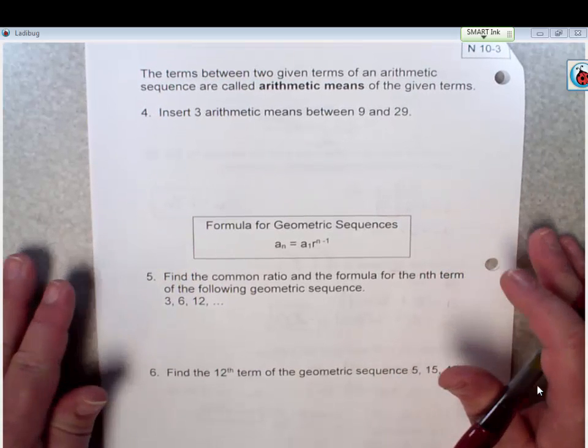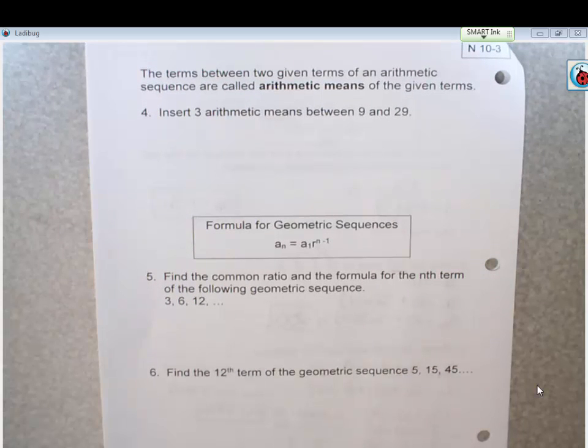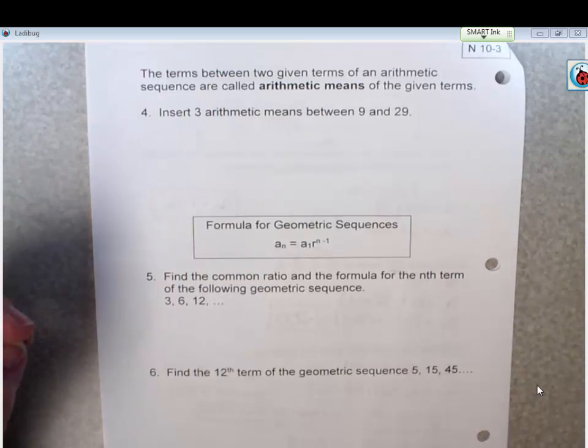Okay, so arithmetic means: two given terms of an arithmetic sequence are called arithmetic means. Any two numbers in the sequence. It doesn't have to be consecutive numbers, it just has to be two numbers. Okay? So they say insert 3 arithmetic means between 9 and 29.